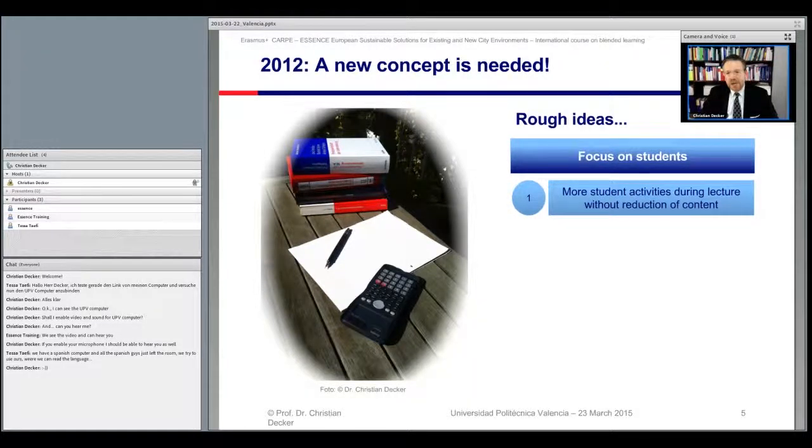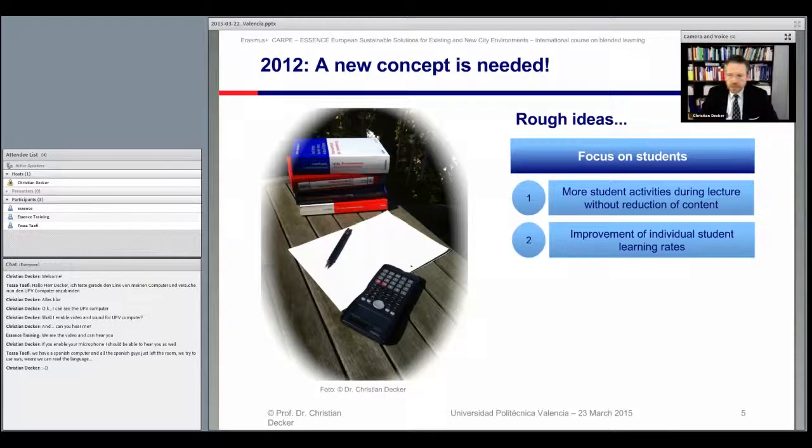Meaning I wanted to add more student activities during the lectures without reducing the content at the same point in time. As you may know by experience, if you have more activities during the lectures, more group work, discussions, etc., this means that in a classical lecture setting, you have to reduce the content. But I already did that, so I said to myself, this is no solution. I want to keep the content. I even want to increase the content of the lecture, but at the same point in time, I want to increase student activities.